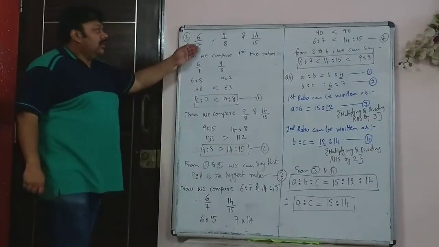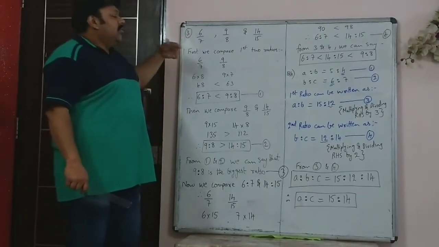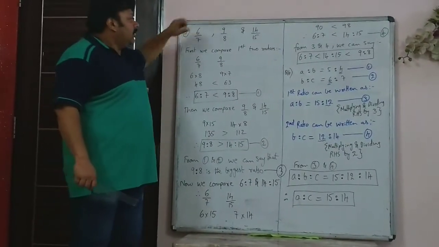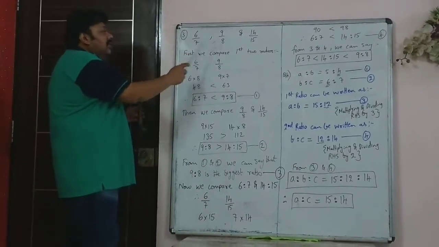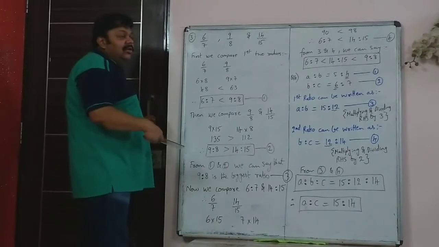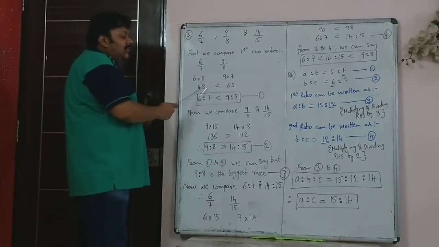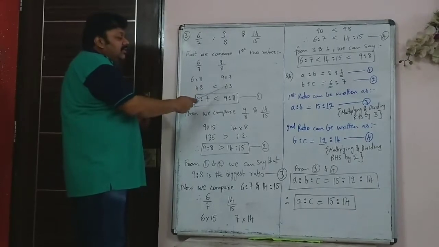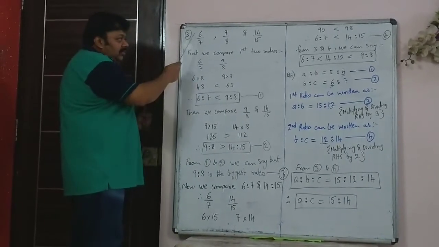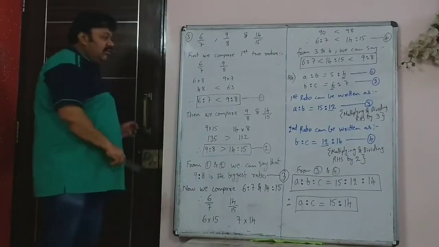So now in the third sum, you are given three ratios and asked to compare them. So obviously we will have to take two at a time. First we take 6 upon 7 and 9 upon 8. Compare means we have to write them in ascending or descending order. So 6 upon 7 and 9 by 8, cross multiply, 48 is less than 63. So 6 upon 7 is less than 9 is to 8. So that is the first equation.